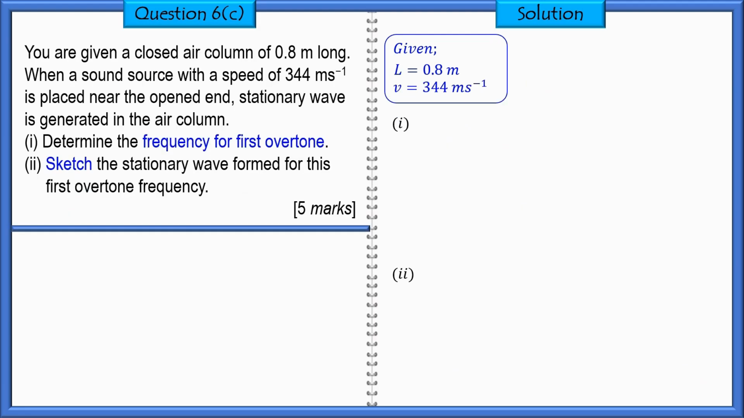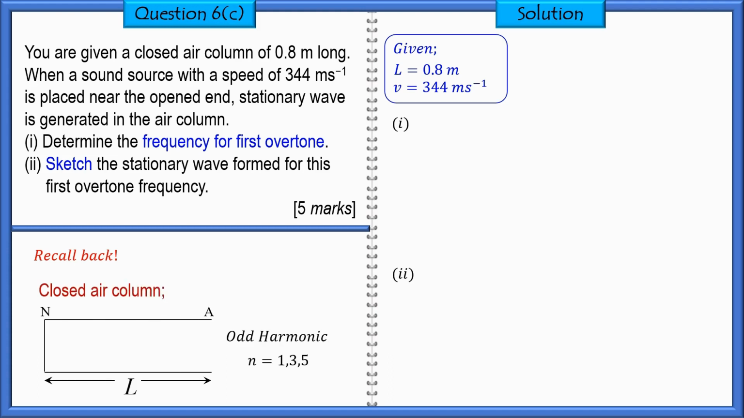For question number 6C, you are given a closed air column of 0.8 meter long. When the sound source with the speed of 344 meter per second is placed near the open end, a stationary wave is generated in the air column. Before we determine the frequency for the first overtone, just to recall what a closed air column is. If you refer to this figure, a closed air column is a pipe closed at one end and open at the other end. At the closed end, a node is produced, and at the open end, an antinode is produced. For the closed air column, it has odd harmonics, because of that, n is equal to 1, 3, 5, and so on.